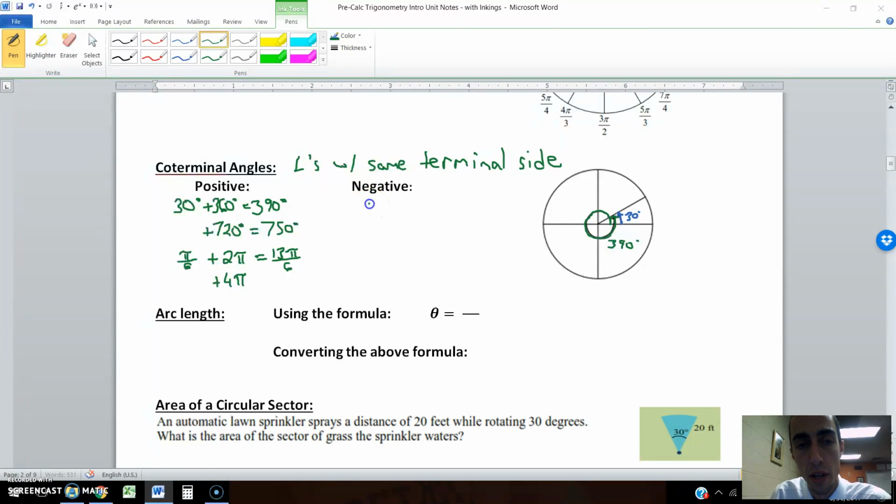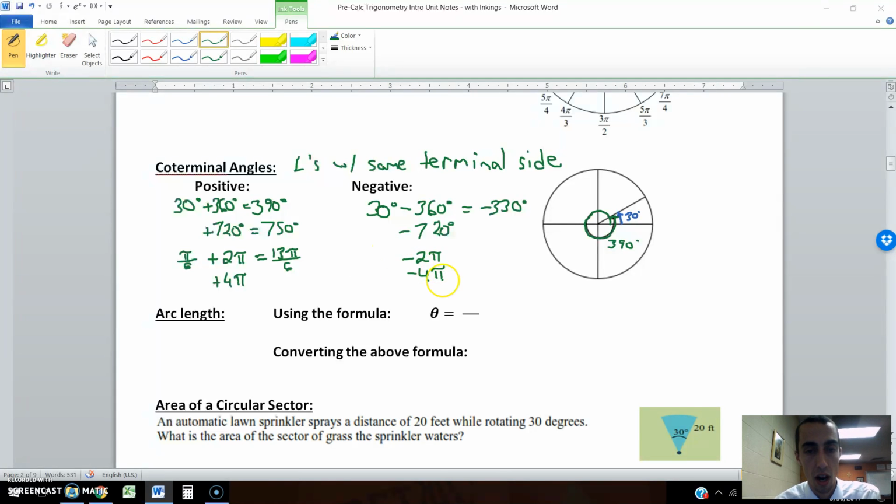To get a negative coterminal angle, the way that we do that, if we're in degrees, is we subtract 360. And so a negative coterminal angle would be negative 330 degrees. Starting at the positive x-axis, we'd go almost 360 degrees around, and that would put us right there to have a coterminal angle. You could also subtract 720 or any multiple of 360, and if you're in radians, you would subtract 2 pi or 4 pi, and so forth.